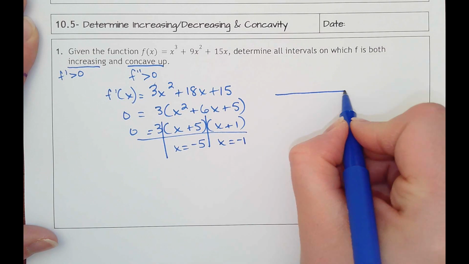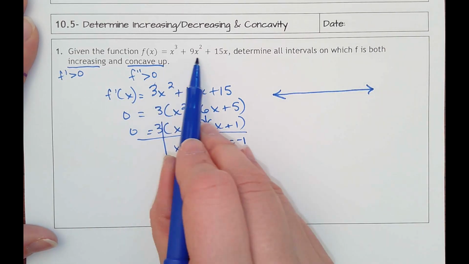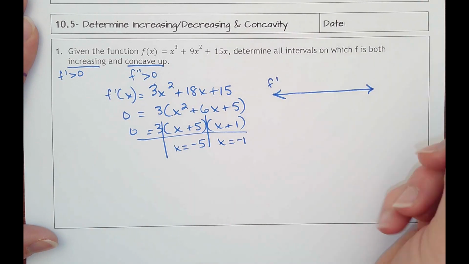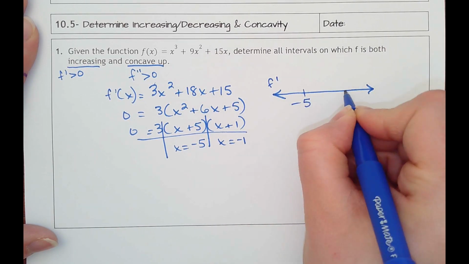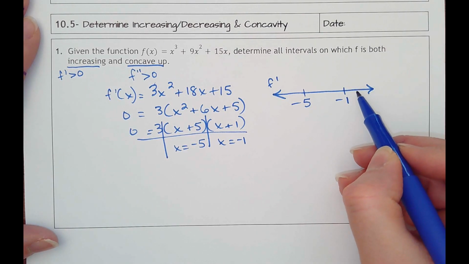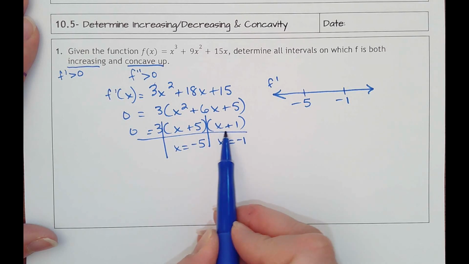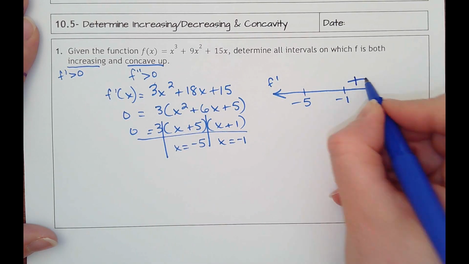Let's go ahead and make a sign chart of that. Make your arrows on both sides because this is a polynomial that doesn't stop. Put your critical points in order, least to greatest. I'm going to try 0 because that's an easy number to plug in for x. So 0 plus 5 is positive, 0 plus 1 is positive, positive, positive, positive, makes positive.